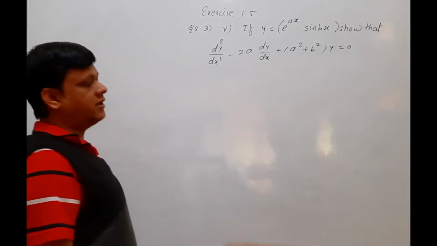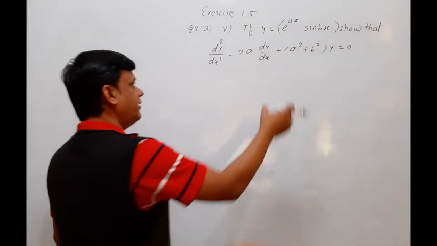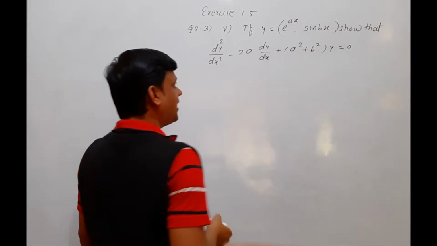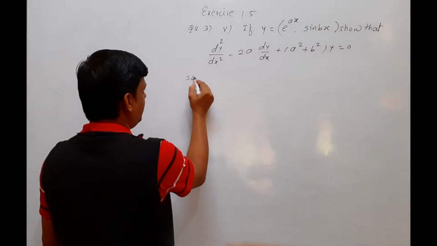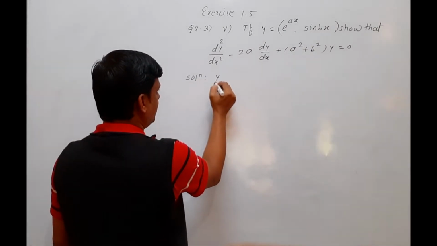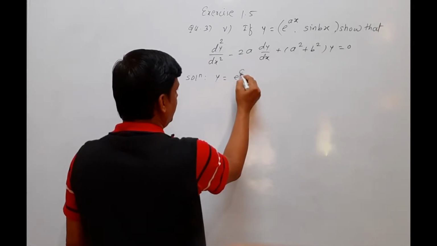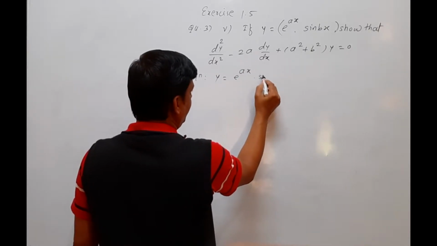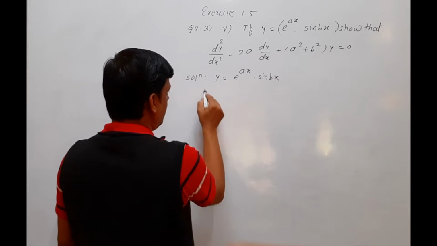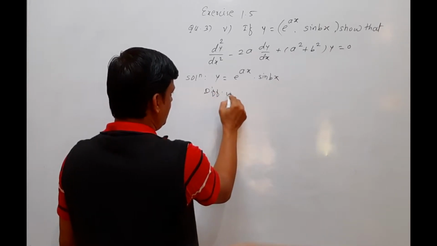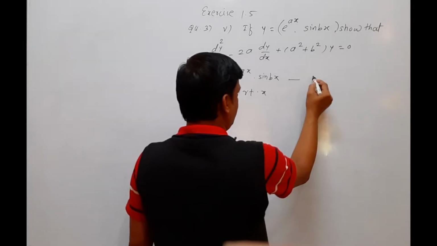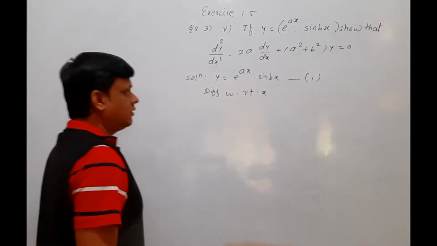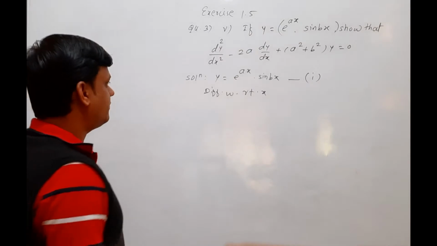The value of y is given in the form of a product. So we have to apply the product rule for differentiating the right hand side. So writing the given part first: y is equal to e raised to the power ax into sin bx. Differentiate with respect to x. So first we represent this y as equation number 1 for further calculation.